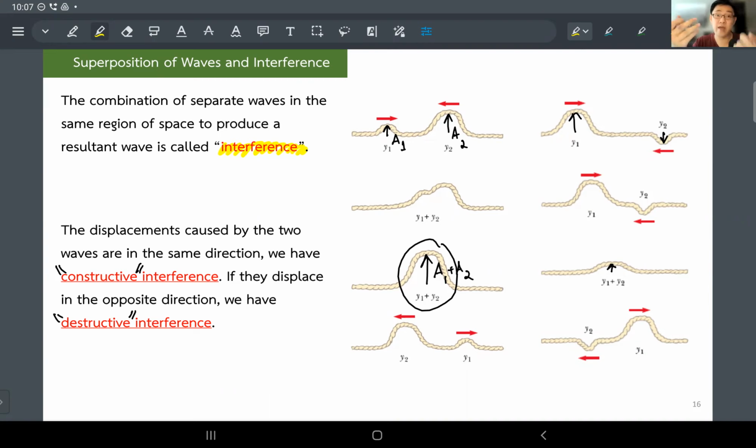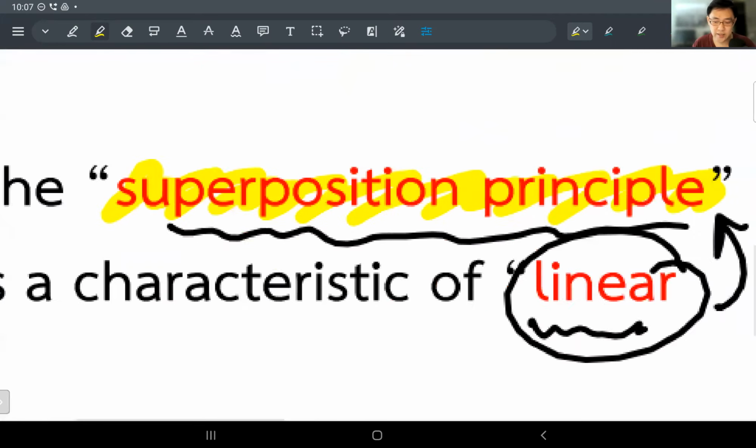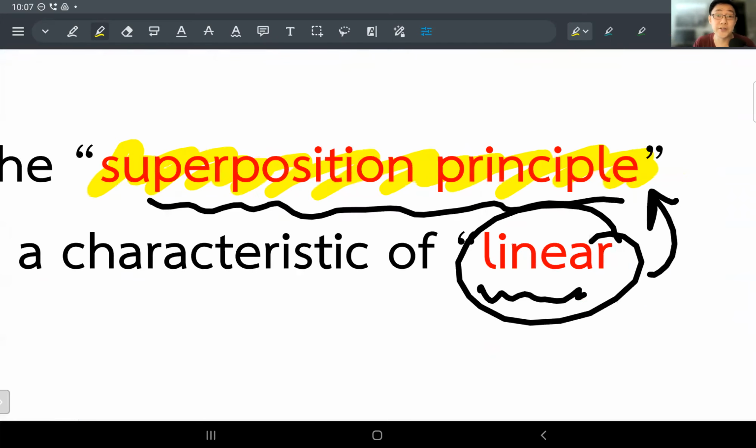But on the other hand, if you have two waves with displacements in opposite directions, once you combine them, you have a cancellation effect. So we call that destructive interference. Does that make sense? Okay. So that's pretty much the conclusion. But overall, everything is just under the superposition principle and be done. All right, cool. That's how simple it is.